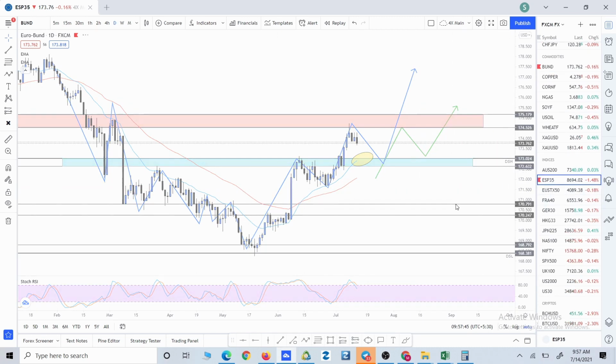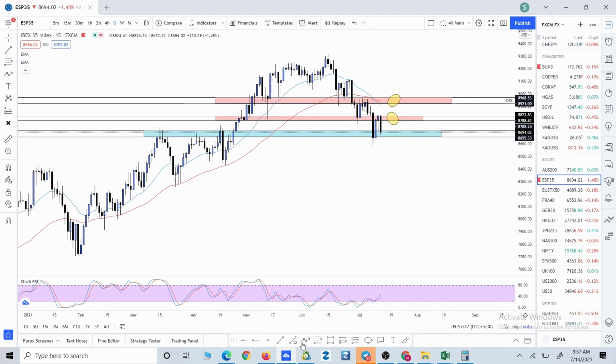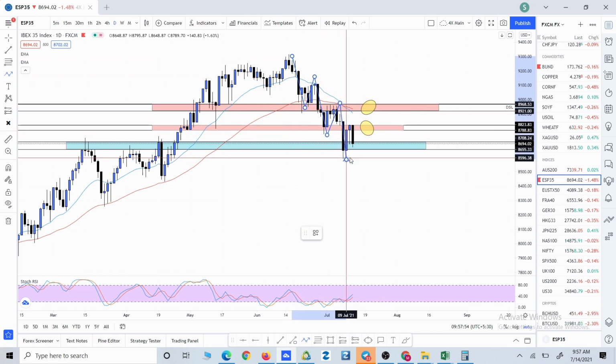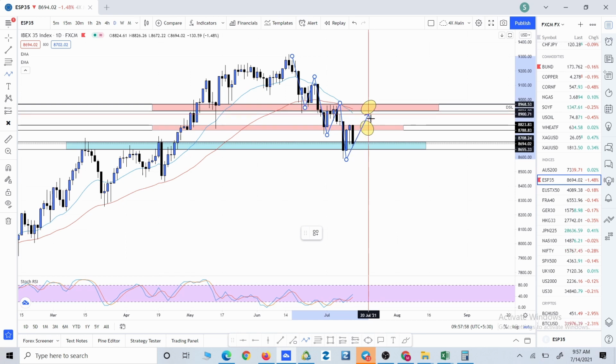If we talk about the ESP35, guys, we were continuously making lower lows and lower highs. High, low, low, high, low, low, high, low, low. And I mentioned in the previous video, I was waiting for the price to retrace back to this zone because this was a strong resistance. This was a strong zone. And on top of that, both EMAs were going to act as a resistance to the price.